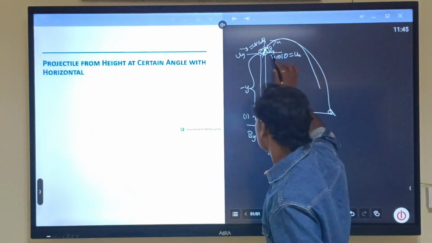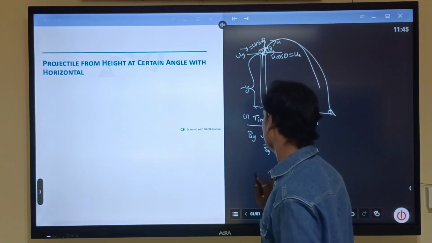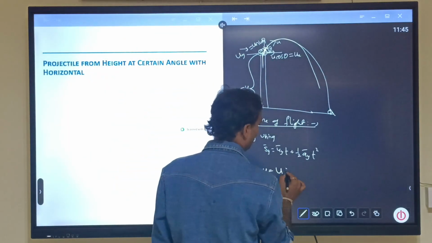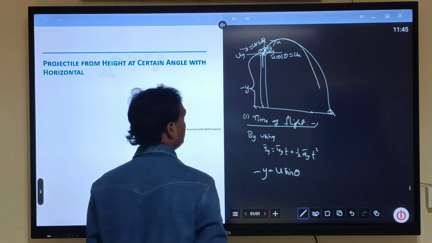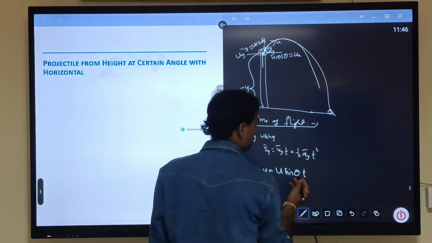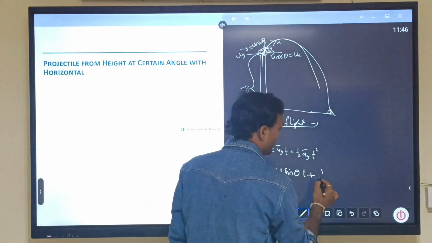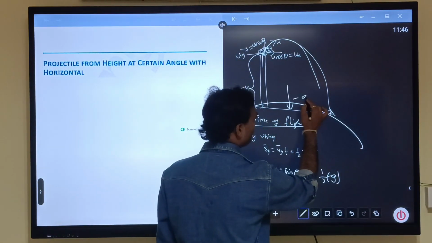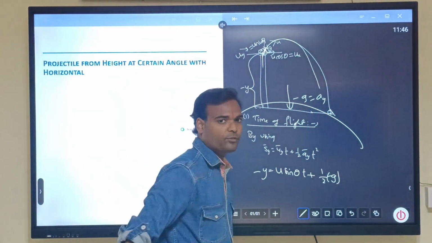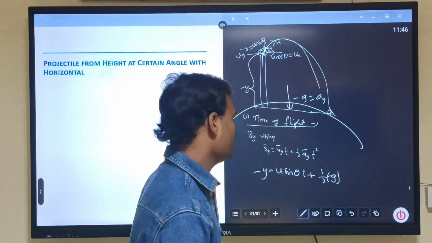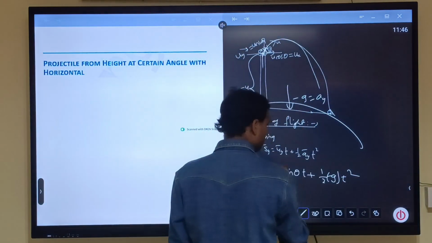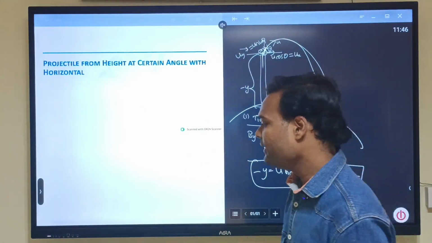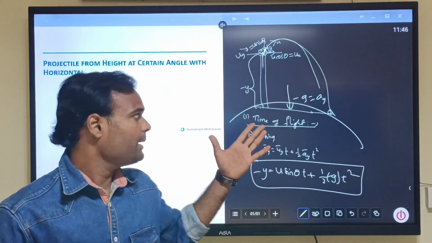The displacement on the y-axis, from the initial point to the final point, is minus y, and the initial velocity on the y-axis is u sin theta. The time of flight, which I am going to find, is t, plus half of minus g, because the earth is always pulling the object towards its center, so the acceleration due to gravity ay is always minus g, into t square. Note that this gives a quadratic equation, so by solving the quadratic equation you will get the time of flight value.